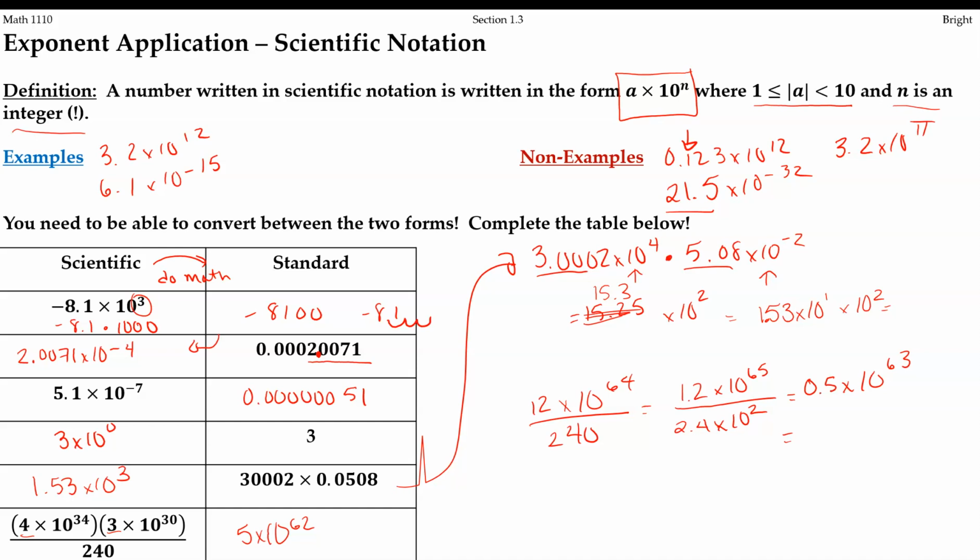Alright, so scientific notation, we'll get more practice with this in this course and in your other science courses.